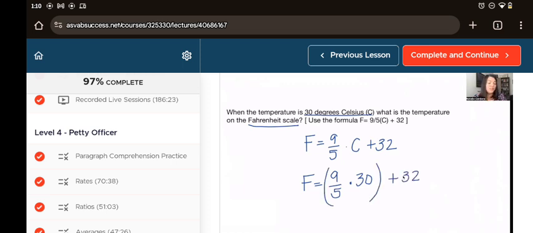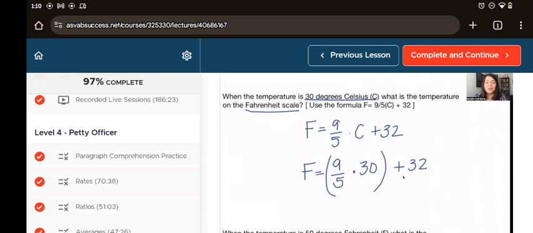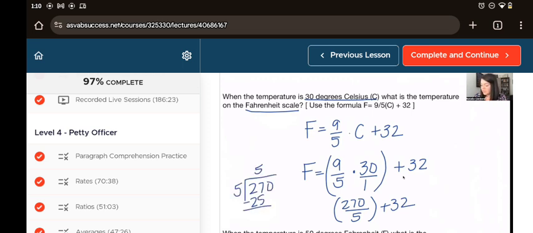So in this one, what I want to do is multiply 9 over 5 times 30. So we put the 30 over 1. 9 times 30 gives me 270. And 5 times 1 gives me 5. So I'm going to simplify 270 over 5 by dividing. 5 goes into 27 5 times. I subtract, I get 2. 5 goes into 20 4 times. So 54. So 270 over 5 simplifies to 54, plus 32. So now 54 plus 32 gives me 86. So my answer here, 86 degrees.